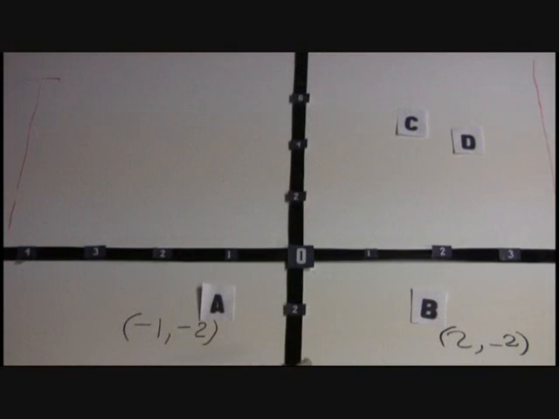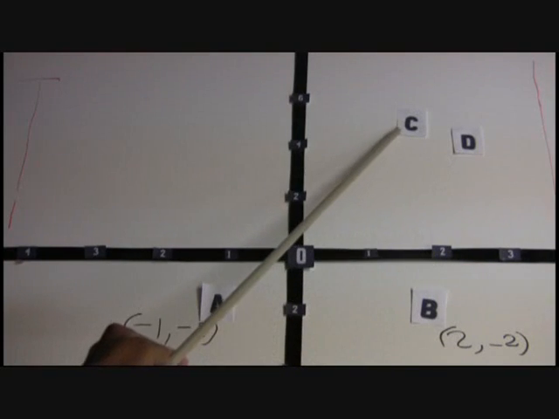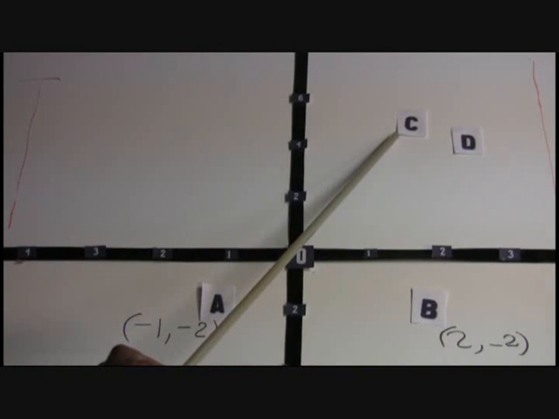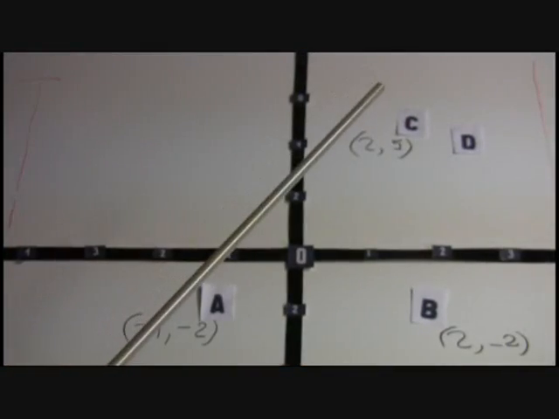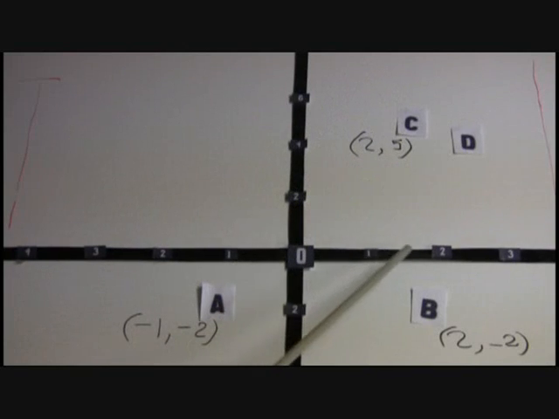Point C is 2 units to the right and 5 units above the origin. So point C is 2, 5. And the last point, point D, is 3 units to the right of the origin and 4 units above. So point D is 3, 4.